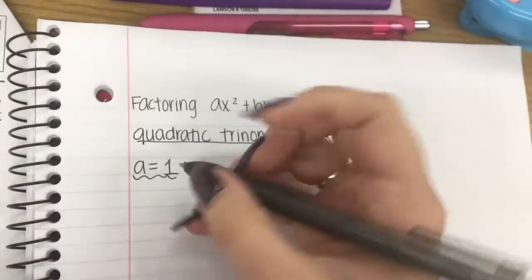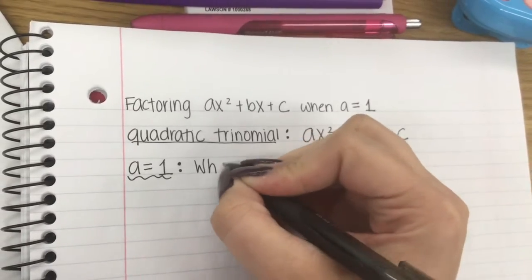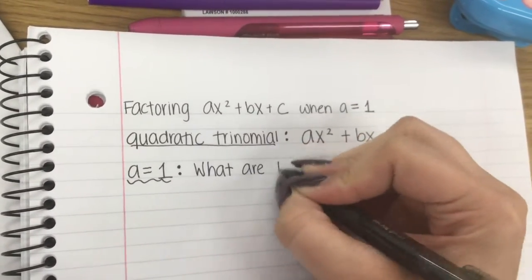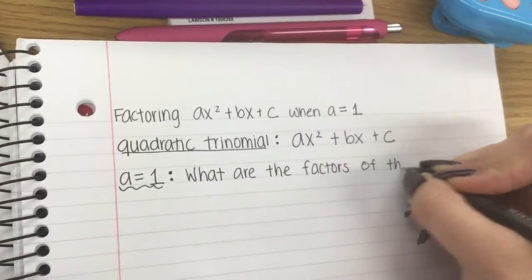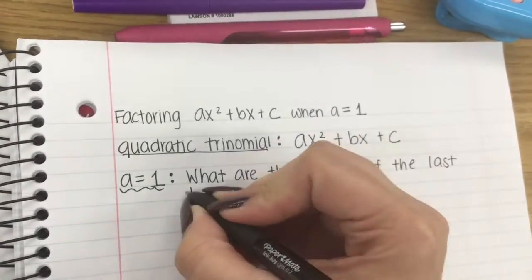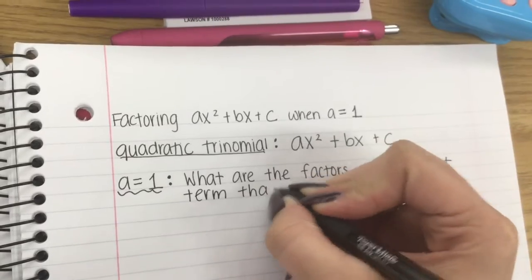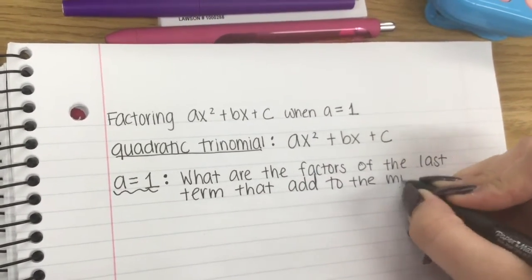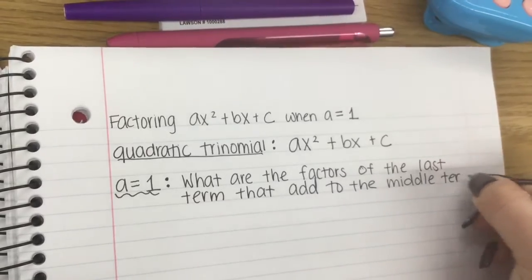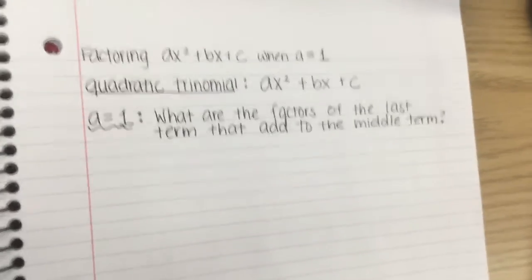So this method of factoring only works when you have a quadratic trinomial in the form of ax squared plus bx plus c, where the a value is 1. So you won't see a number in front of the x squared. You want to think to yourself, what are the factors of the last term that add up to the middle term? So I'm going to analyze these signs a little bit.